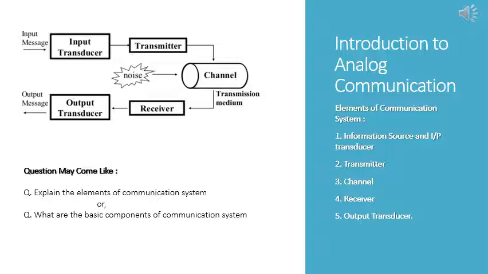This output transducer works as the counterpart of the input transducer. It converts the electrical signal to its respective form. If it is a voice signal, it will convert it to a voice signal. If it is a video signal, it will convert it to a video signal. So this is all about the major five segments of a communication system.